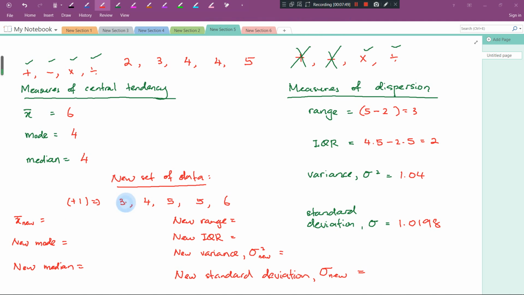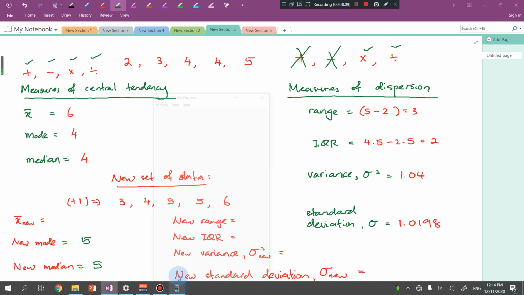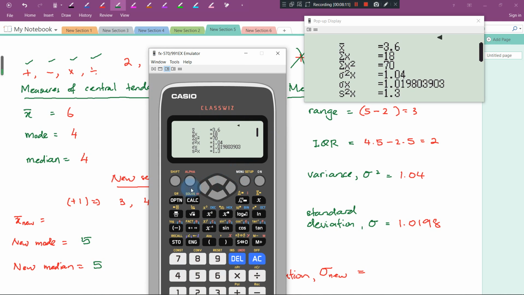Okay, so what's the new mean, new mode, new median? For mode and median, we just look at this. We know the mode is 5, and the new median is also 5. Okay, new mean. How about we use our calculator to help us check the answers.